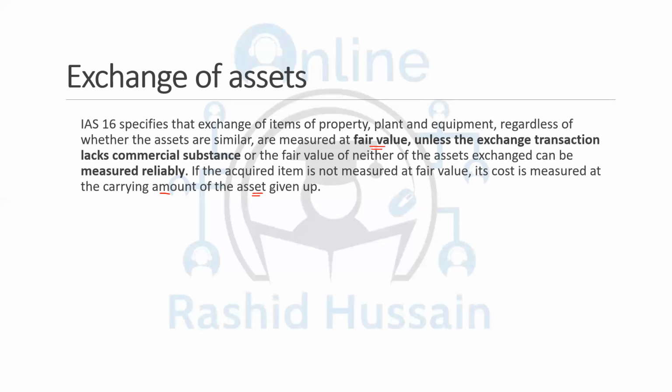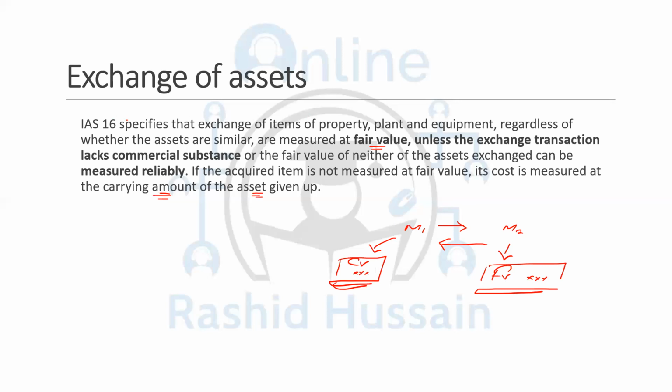I'm going to record that machinery at the carrying amount of the asset which is being given up in exchange. For example, I have machinery 1, I'm giving machinery 1 and getting machinery 2. So first of all, whatever the fair value of this machinery 2 is, should be capitalized. But for example, if it cannot be measured, then the last option is you take the carrying value of machinery 1 and similarly record machinery 2 at the same carrying value. This is known as the exchange of assets.